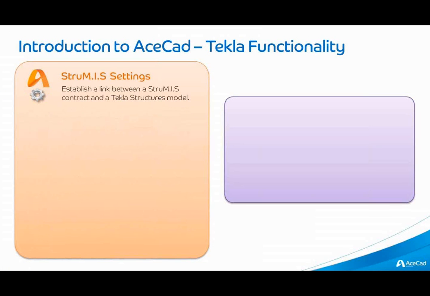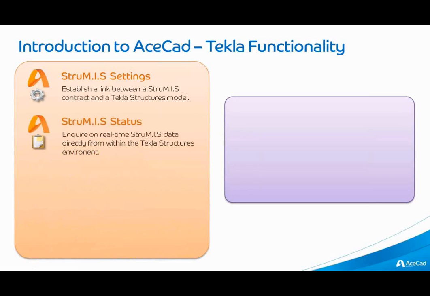So if we look at the STRUMIS ones first, the first one that we have is STRUMIS settings. Now this basically allows the user to set up a link between a Tekla model and a STRUMIS contract. This can be done over a local area network or over the internet, and that just establishes a link between those two entities. Once that's been done, we can start to exchange some information between the two systems.